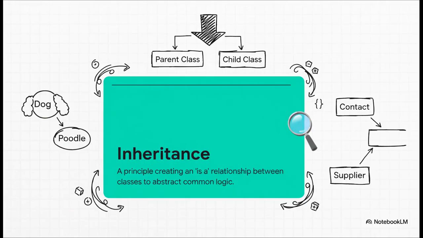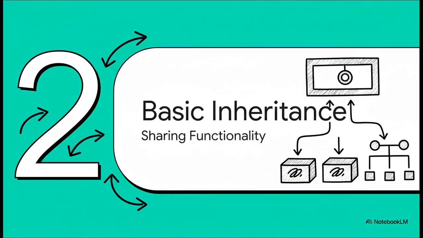So, what's the answer? You guessed it, inheritance. It's this awesome idea where we can create a general parent class that has all the common stuff and then make more specific child classes that just, well, they inherit all that goodness. The key thing to remember is this is an "is a" relationship. Like a poodle is a dog. A supplier class is a contact class. It's that simple. All right, enough theory. Let's see this thing in action. We're going to start with our first tool, basic inheritance.